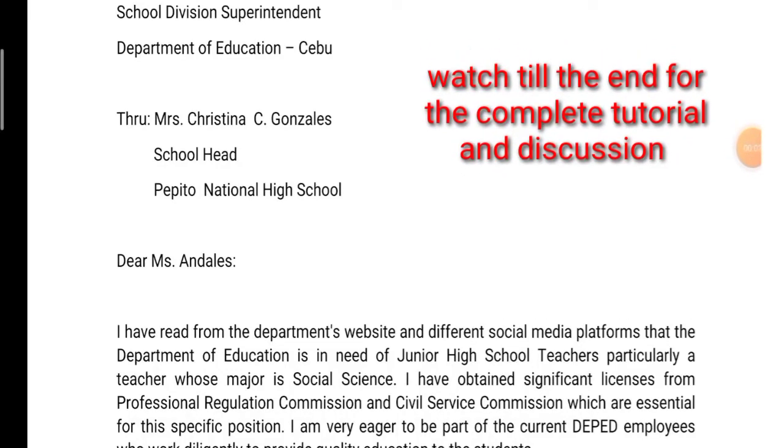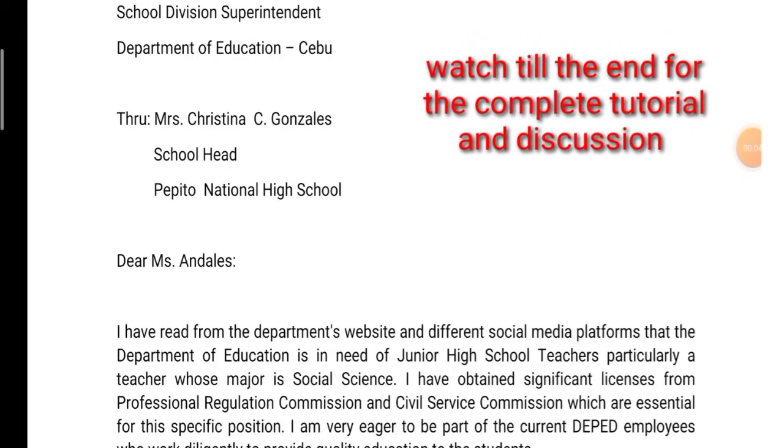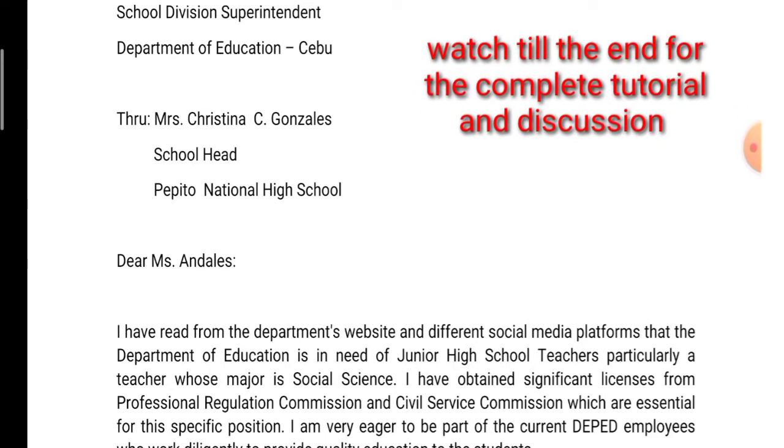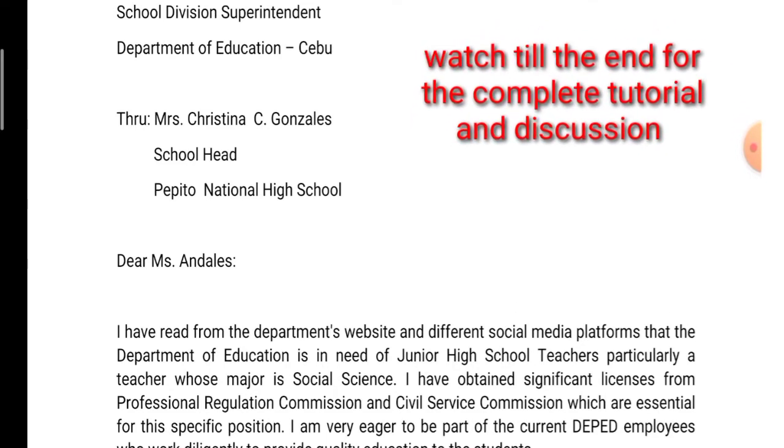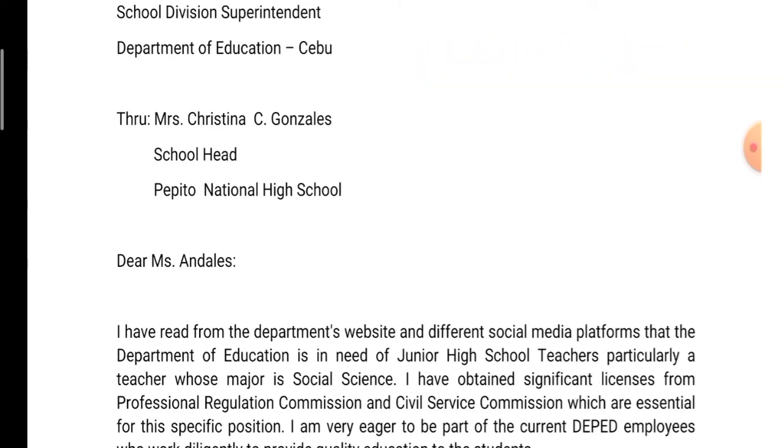Below the details of the original receiver, you'll now include the details of the person whom you're going to hand over your documents to, or whom you're going to hand over your letter to.